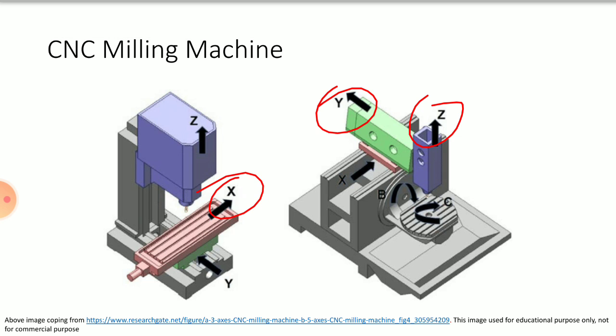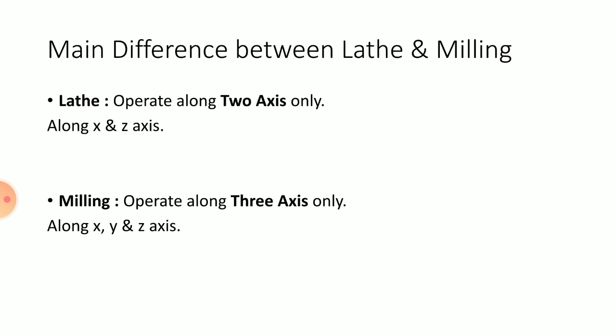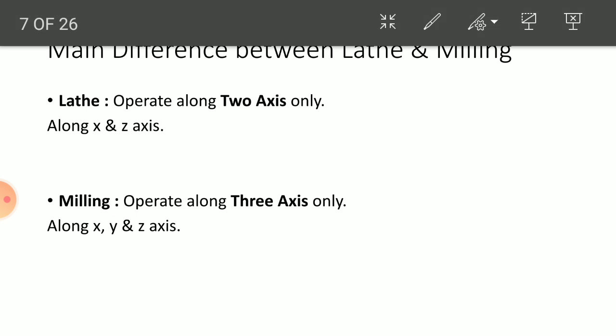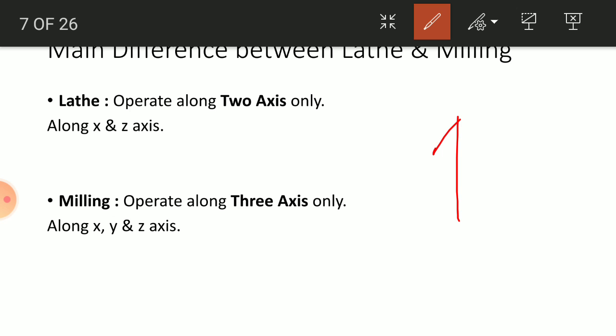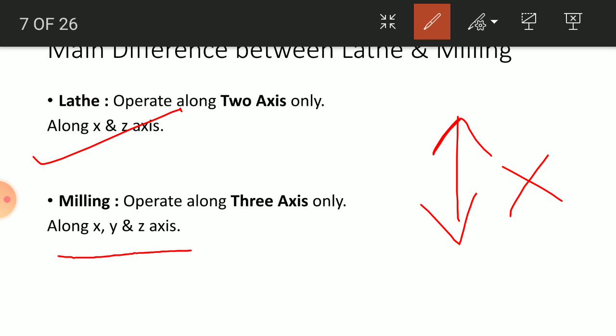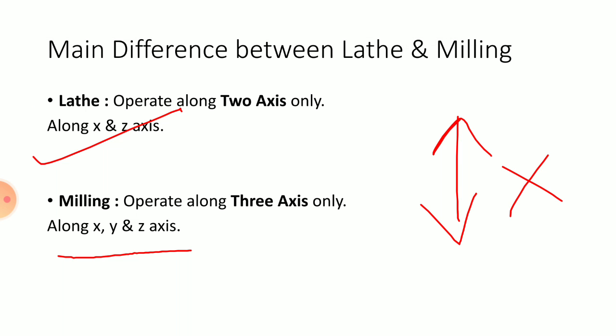As you know, the main difference between lathe and milling machine is that in a lathe machine we cannot move in the up or down direction. This direction is not possible in a lathe machine, but in a milling machine we can move up and down. We can perform the operations in x, y, z, that is all three directions, but in a lathe machine we can perform operations in only two directions. This is the main difference that we have to remember between the lathe machine and milling machine.